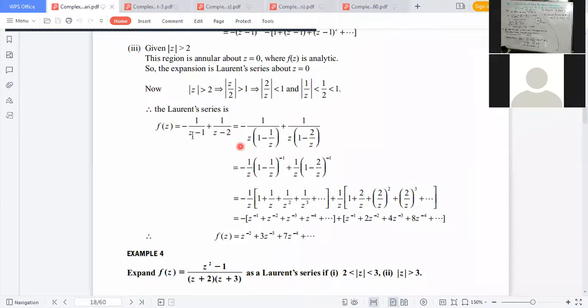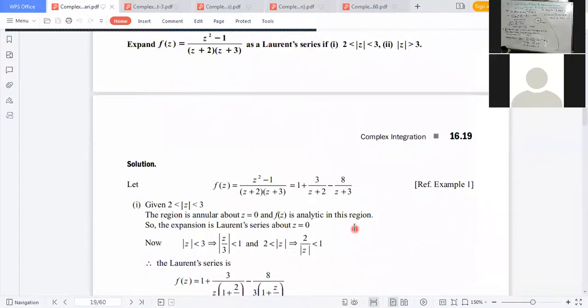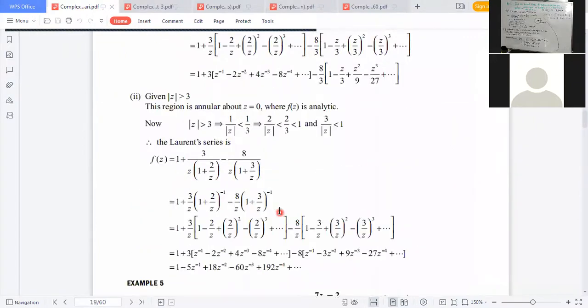Now just taking z common, this becomes the (1 minus x) whole to the power minus 1 series, the binomial series. Just putting the values, we get the required result. Similarly, this fourth example will also be homework for you. You have to find out the Lorentz series. Okay, thank you. Thank you to everybody.